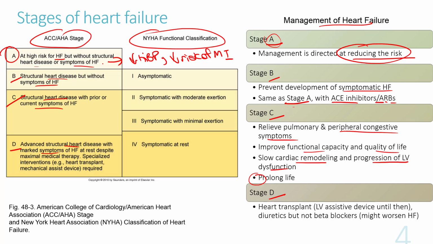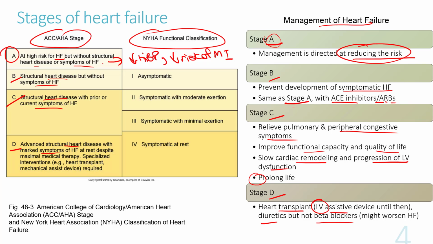So this is the person who really can't quite get out of bed, or can't walk to the end of the driveway, or can't walk up the stairs without being out of breath. At this stage, the option is a heart transplant, with an assistive device in the left ventricle until a heart transplant can be arranged. Perhaps diuretics to decrease blood volume and blood pressure and decrease the afterload on the heart, but not beta blockers, because that might worsen the symptoms of heart failure.